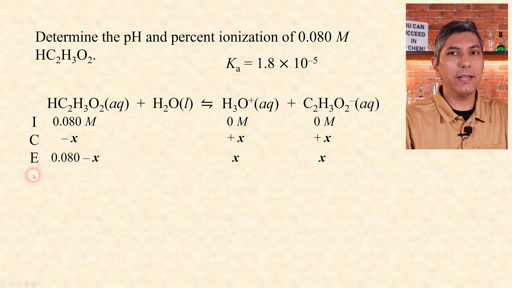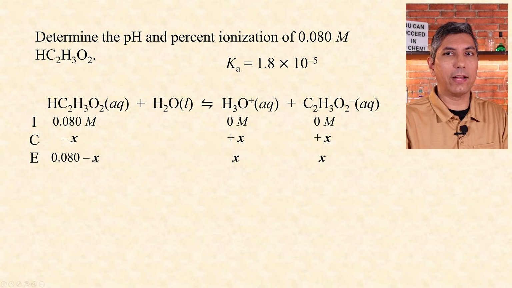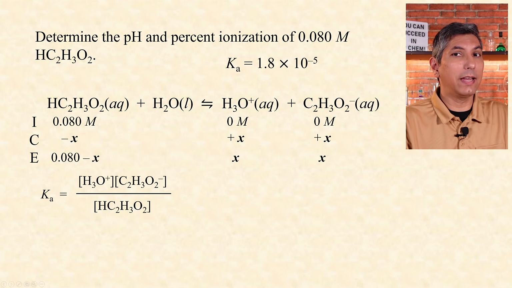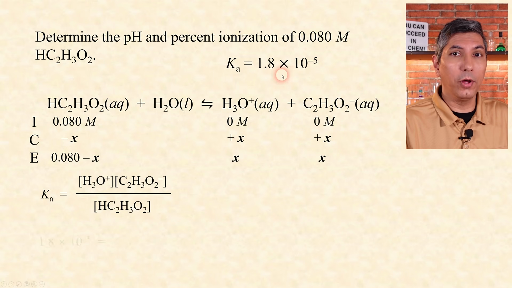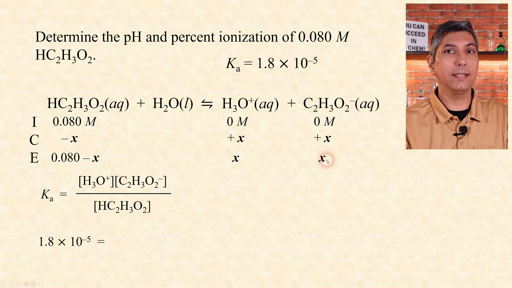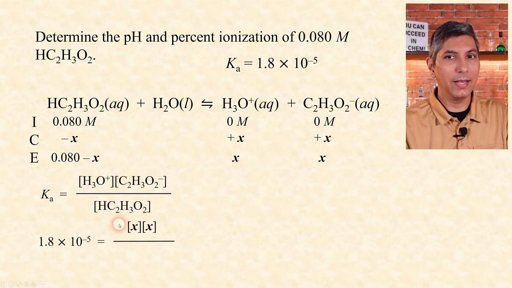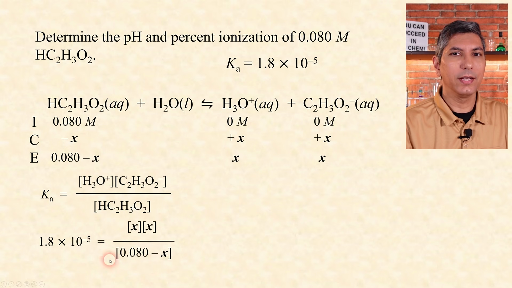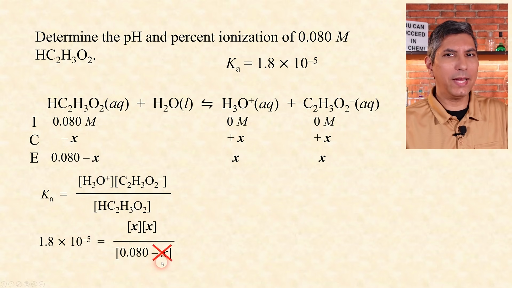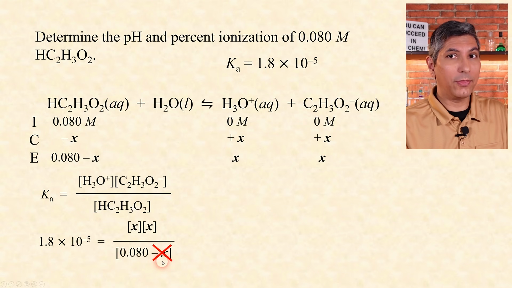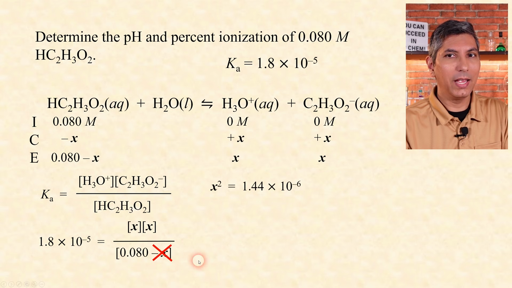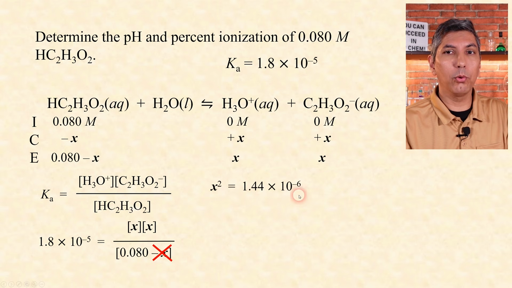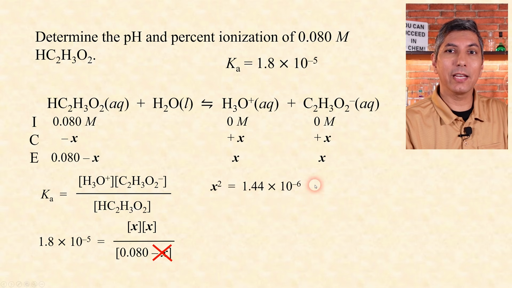Now, we can write the equilibrium constant expression for this reaction and plug these values into that equation. Ka is 1.8 times 10 to the negative fifth. The hydronium and acetate concentrations are both X, and in the denominator we have 0.08 minus X. Since the value for K is a very small number, we can ignore this minus X term to make our math a little easier. We cross multiply and find that X squared equals 1.44 times 10 to the negative sixth.